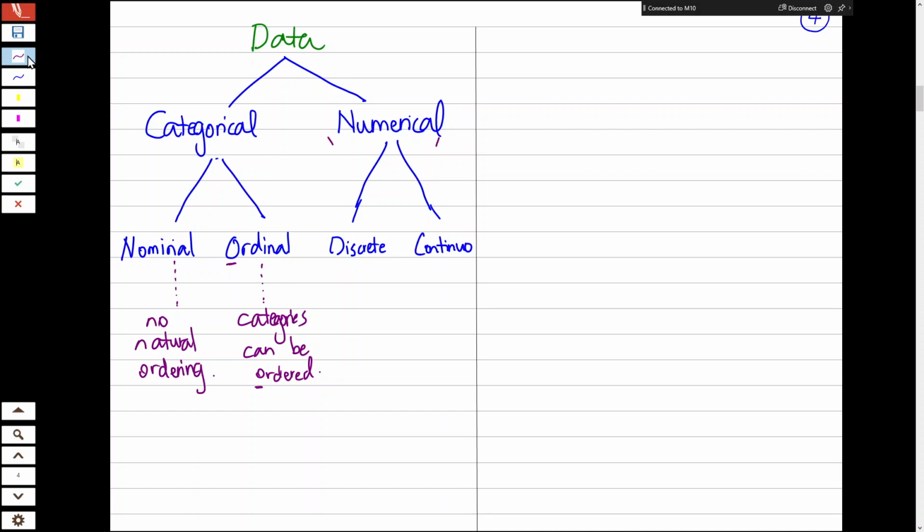Continuous obviously means continuing. So it doesn't end. Like it can go on and on and on and on.